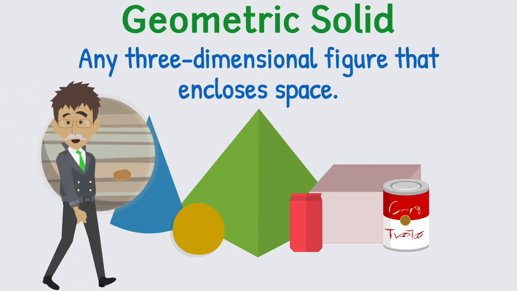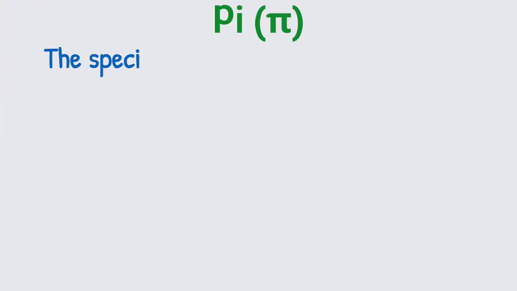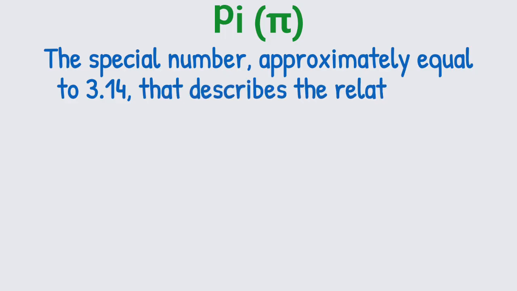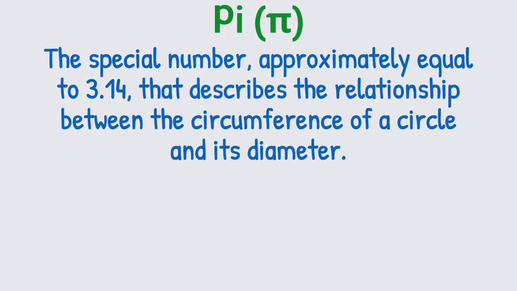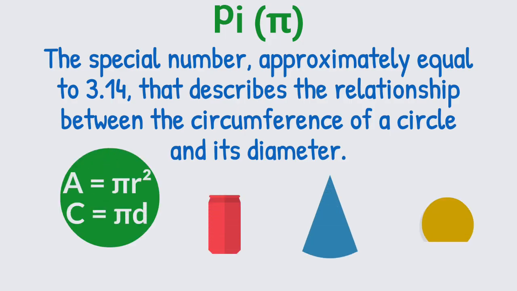Before we dive into formulas, let's make sure two familiar tools are sharp and ready. Pi: the special number approximately equal to 3.14 that describes the relationship between the circumference of a circle and its diameter. Beyond working with circles, pi is used to calculate the volume of cylinders, cones, and spheres. Wherever there is a circular base, pi is part of the calculation.